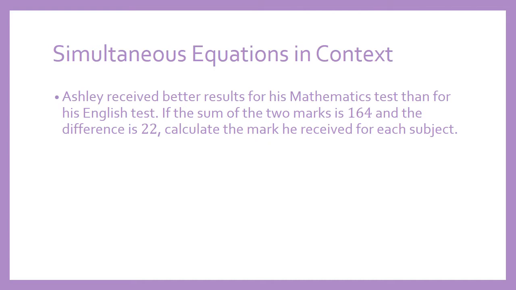Our first problem. Ashley received better results for his mathematics test than for his English test. If the sum of the two marks is 164 and the difference is 22, calculate the mark he received for each subject. We're going to use simultaneous equations to solve this problem.